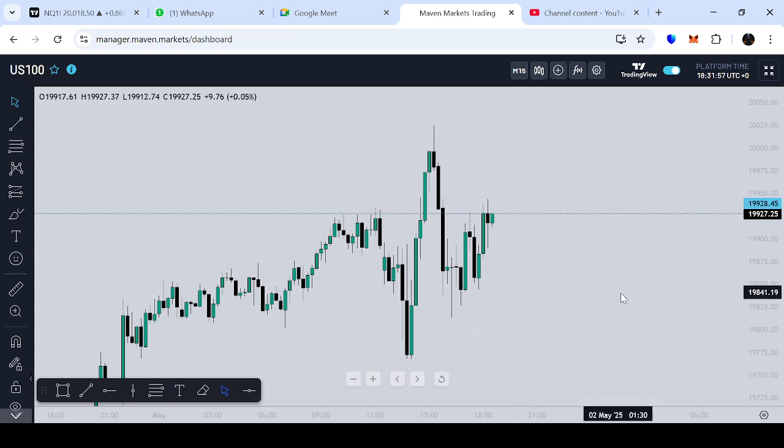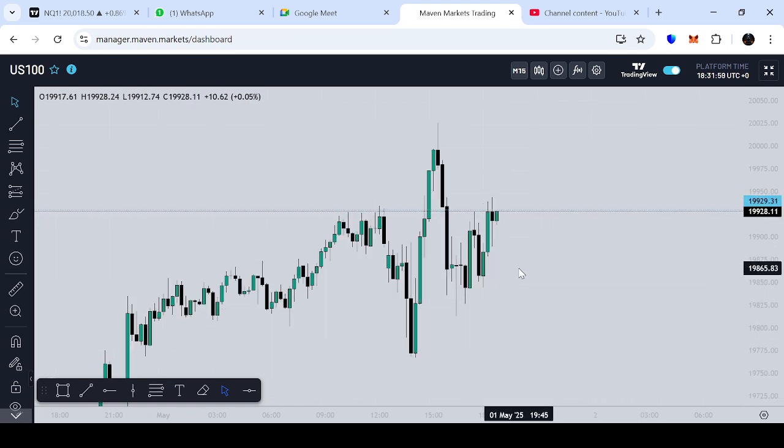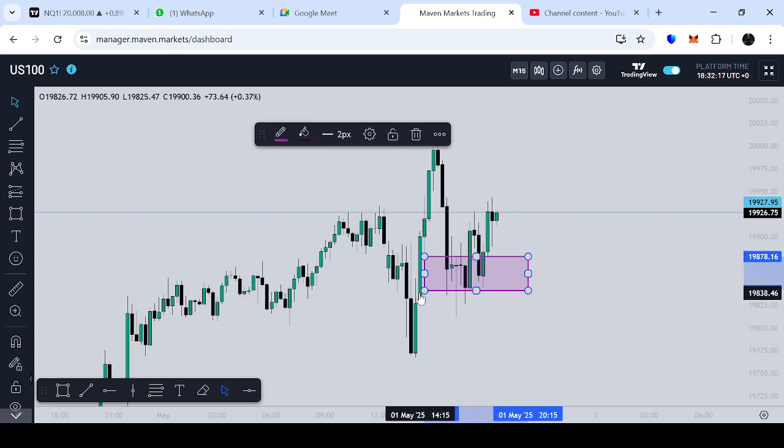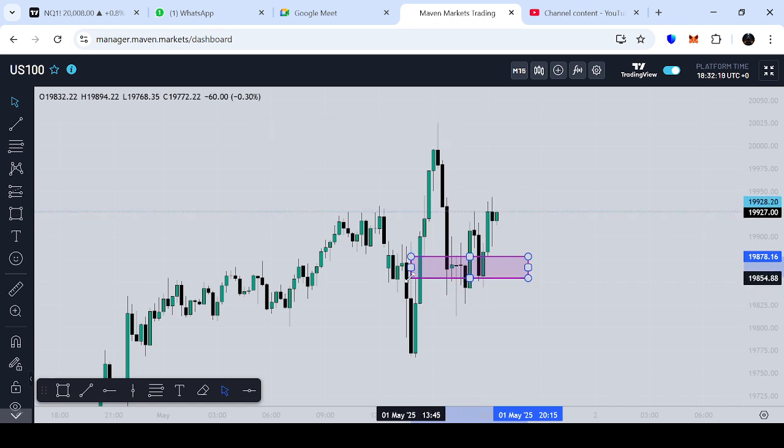So welcome folks. We're looking at the Nasdaq chart. You can see the first presented fair value gap after the 9:30 opening price, between this candle, the wick of it, the low, and the high of this candle. That's the fair value gap.